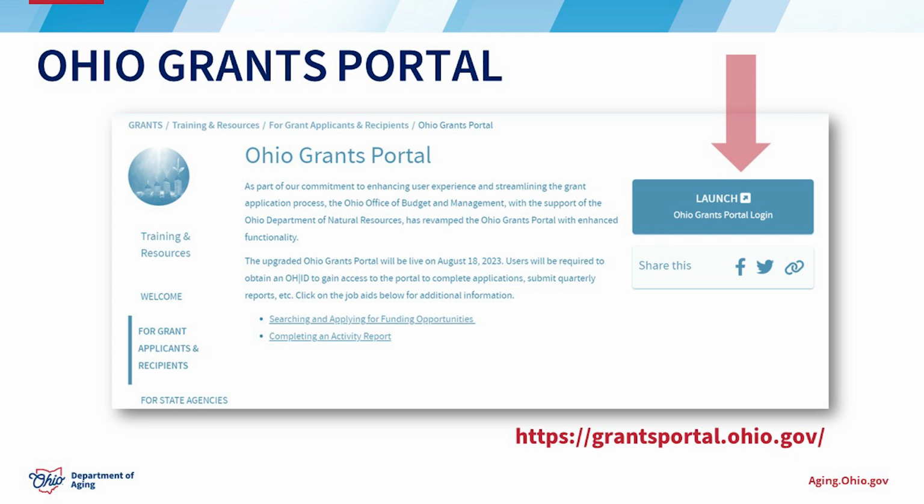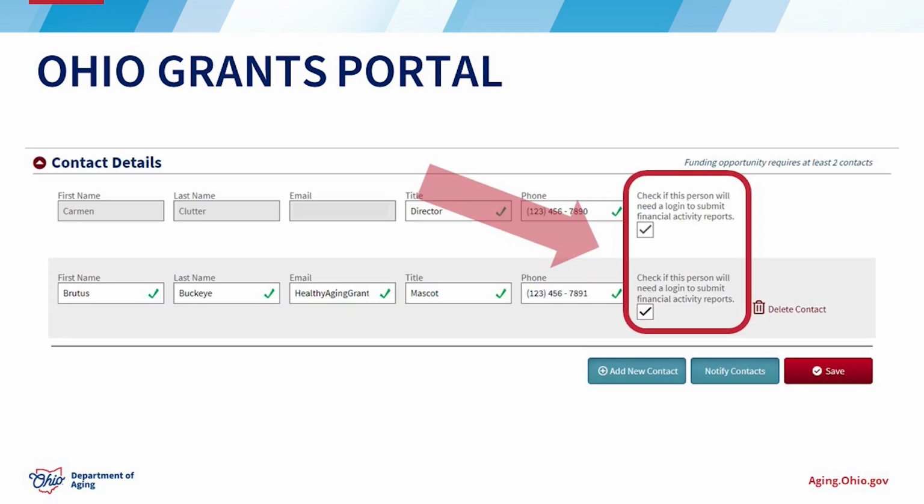You will log into the portal using the same OHID credentials you used when you completed your application. The contact persons you included on your application will have the ability to submit reports so long that you remember to check that box, providing them with permission to do so. All contact persons should have their own OHID profile and can access the Ohio Grants portal individually to submit your reports. So in this example, even though myself and Brutus Buckeye have separate OHIDs, we both have the ability to complete the activity report for our grant.